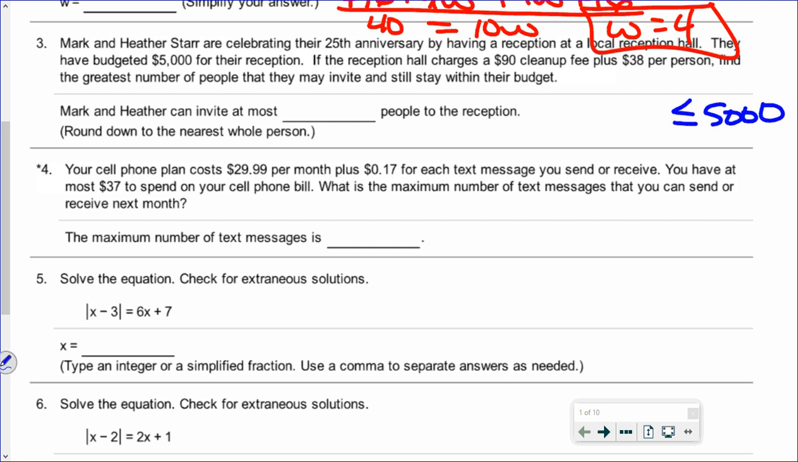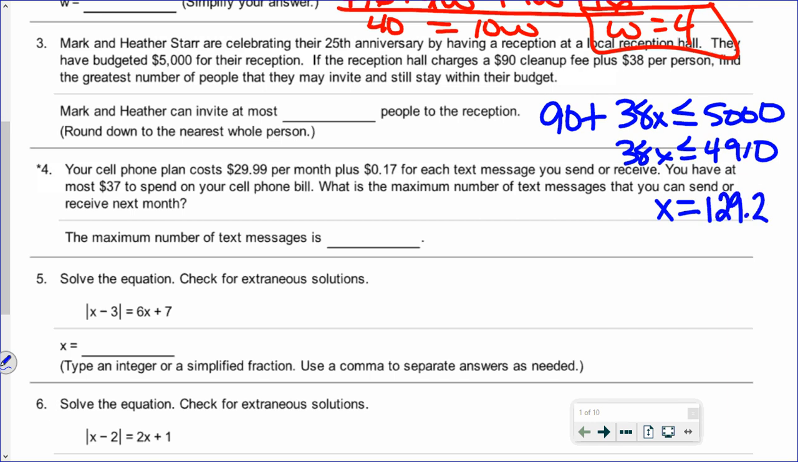Does that make sense? The first amount that I am going to 100% shell out is going to be $90 for cleanup. So I have $90 going out immediately. And $38 per person. What's that going to be? 38x. So how do I solve this? I'm going to subtract 90 from both sides, and that's 4910. Divide by 38, and that's going to be 129.21.